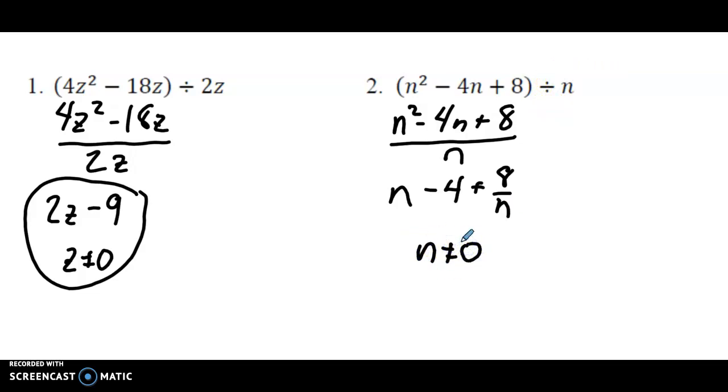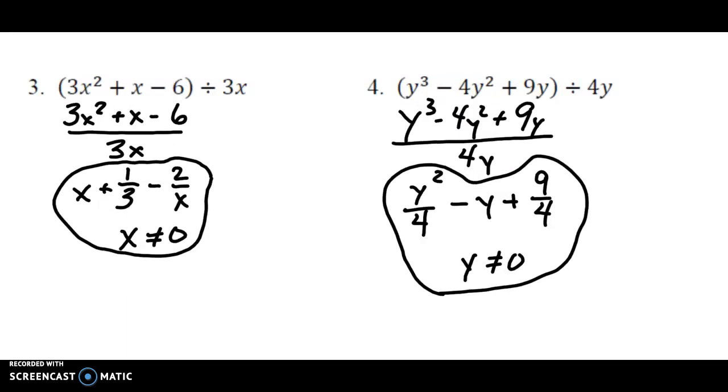What I would like you to do is go ahead and pause the video and do numbers 3 and 4, and then we will check your work. Okay, those are the answers. As you can see, a lot of those did not go in evenly. You just simplify it and leave it as a fraction.